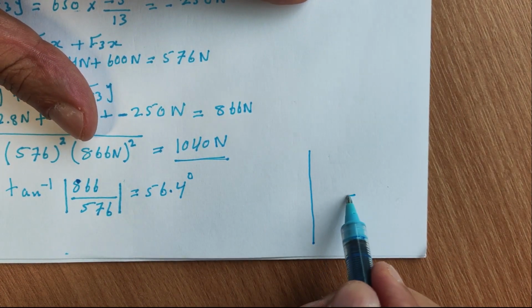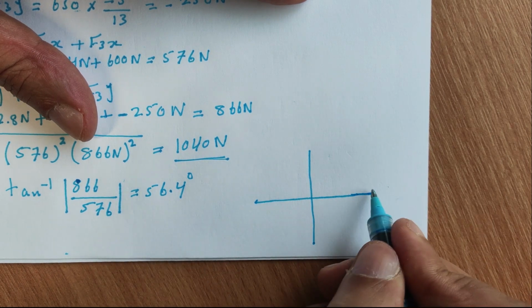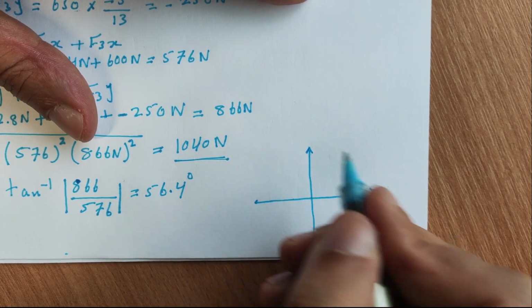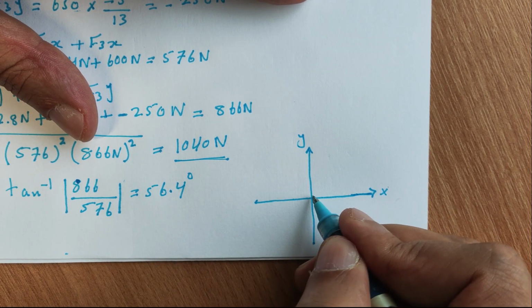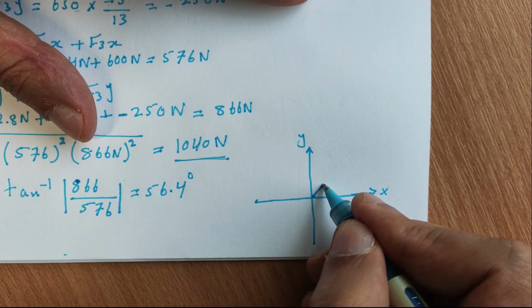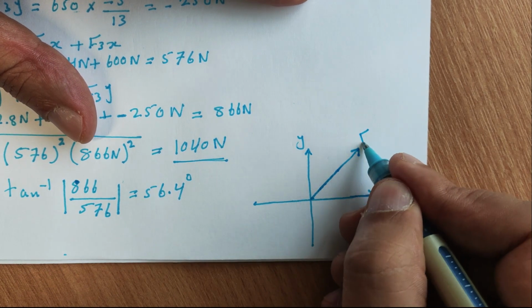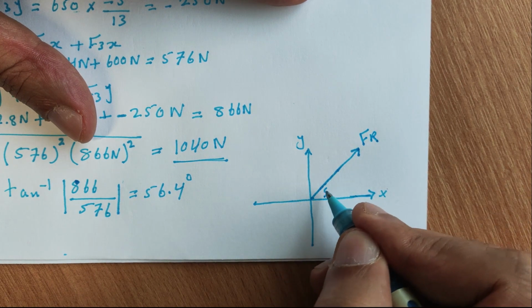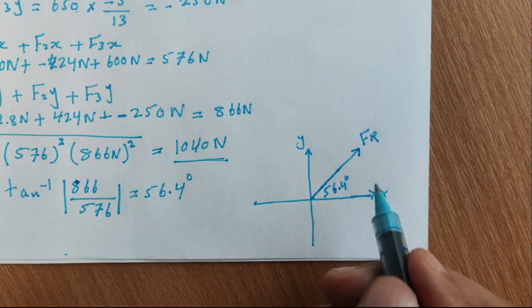Now simply represent that on its positive x and y axis. That's your x and y axis, and it is 56.4. Therefore that is your resultant force, which is 56.4 degrees from the x axis.